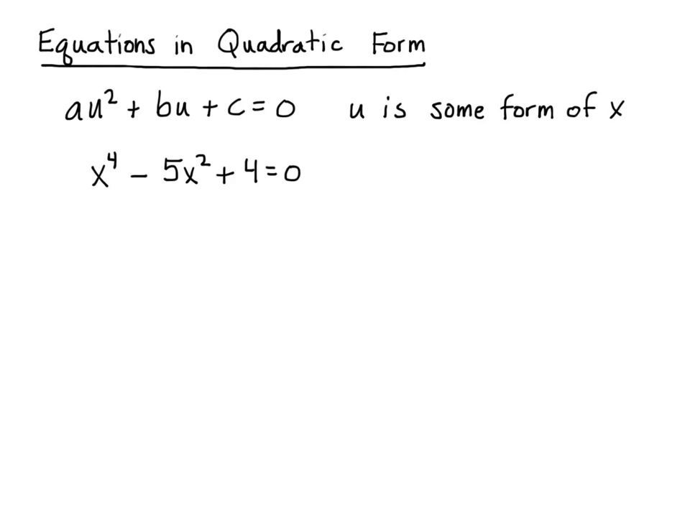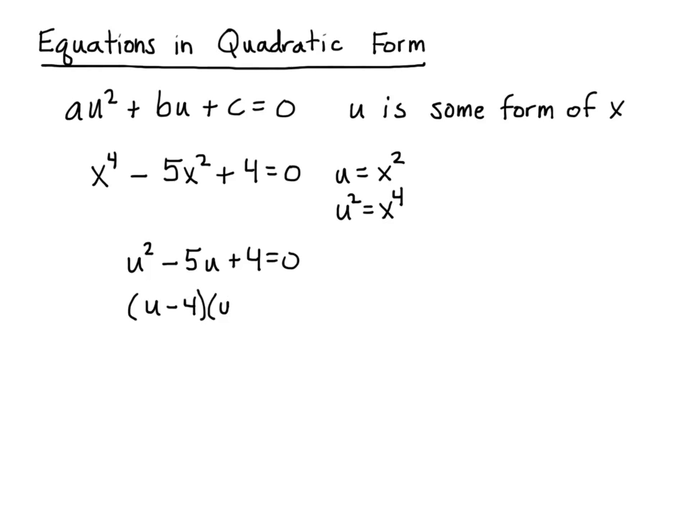But if we look at this, maybe define a u that equals x squared. We choose this because if we take u squared, we get x to the fourth, and then by a substitution, we can make u squared minus 5u plus 4 equals 0. So here we now have a quadratic equation that we know how to solve. And we solve this particular one by factoring.